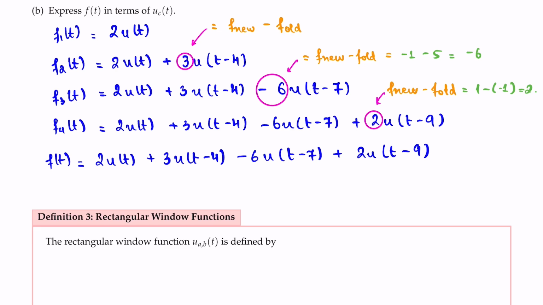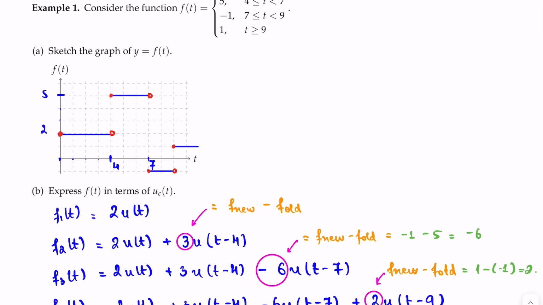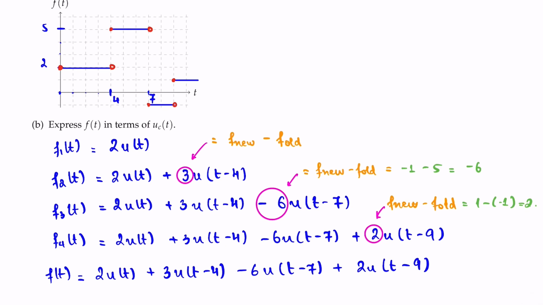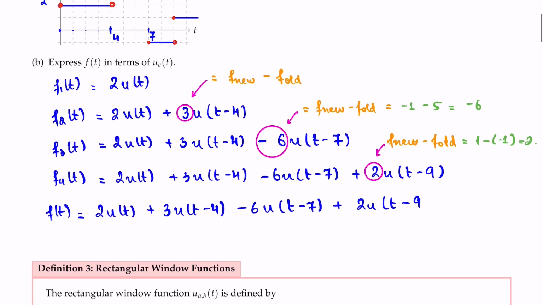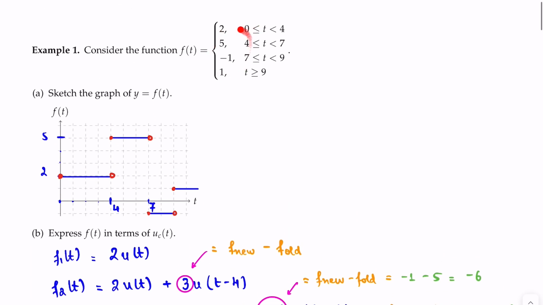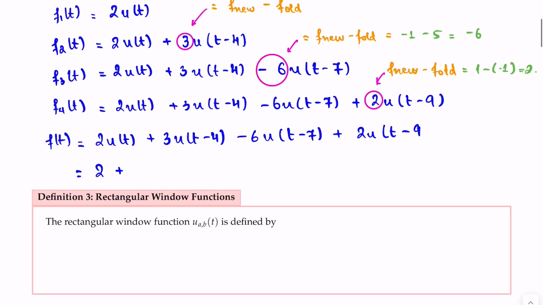Now, sometimes when the interval starts at 0, t is greater than or equal to 0, that is the unit step function, and sometimes they do not write down u of t, they just write down a constant 2, right? And this still represents the function that you're looking for. So 2, which is the first function on the list of the piecewise defined functions. So 2 plus 3 times u of t minus 4 minus 6 times u of t minus 7 plus 2 times u of t minus 9. So either one should be fine, right? Even though you have only the 2, it's still used to represent the unit step function. Any questions on this?